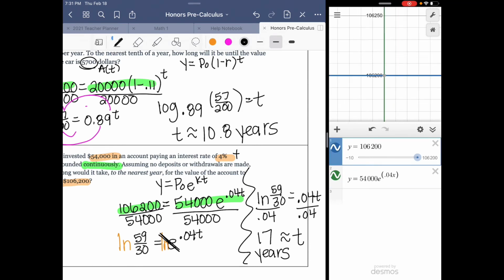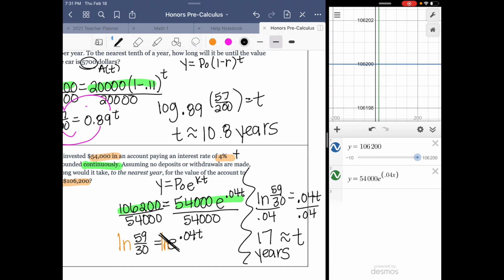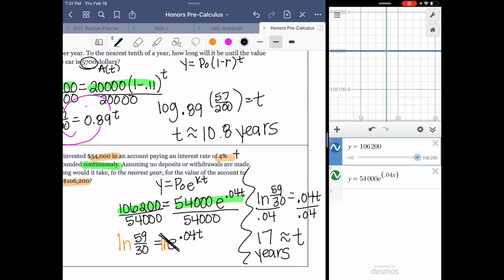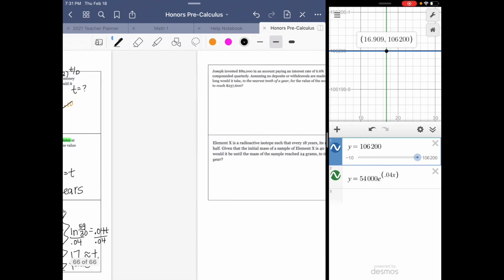Why do you have to do that? Because when you click here, you may be clicking that y-intercept. You really need to zoom in and get a good, distinct intersection. And we got 16.9, which we rounded to 17 years.